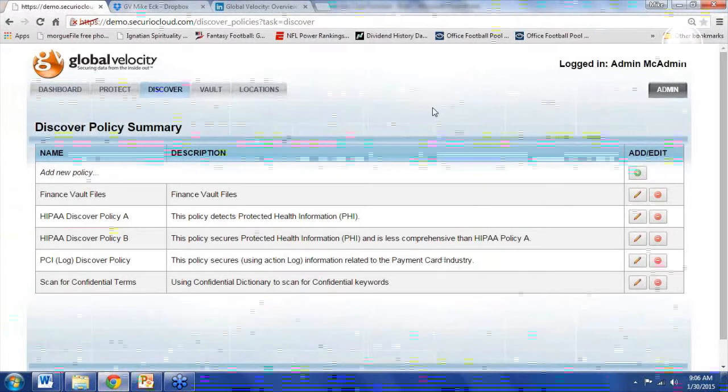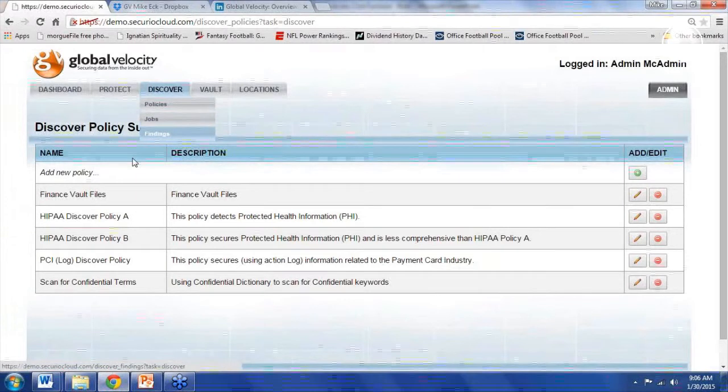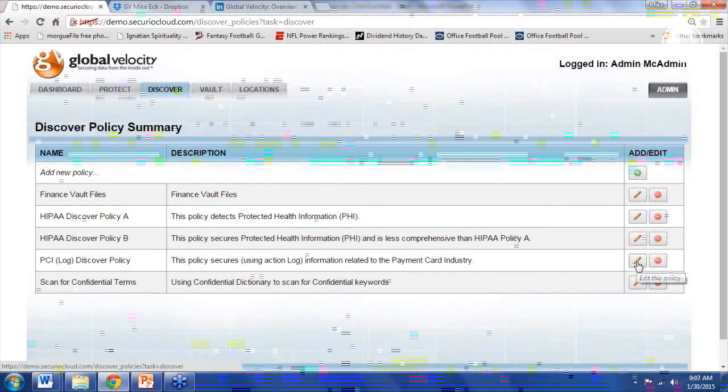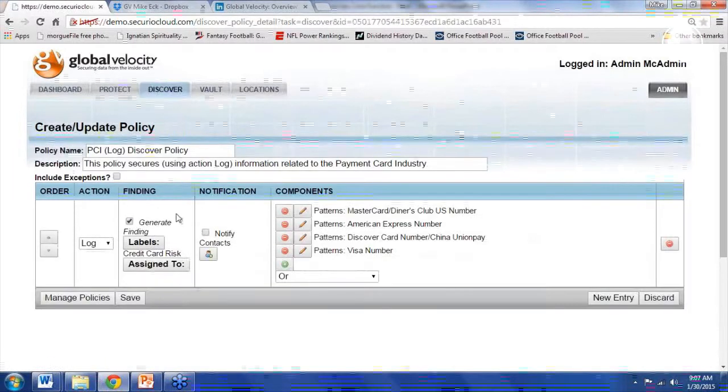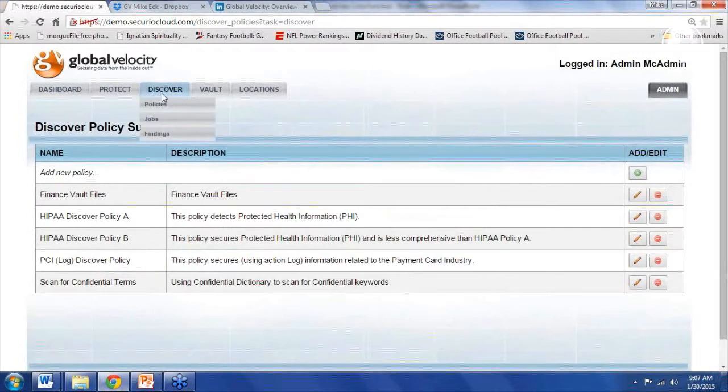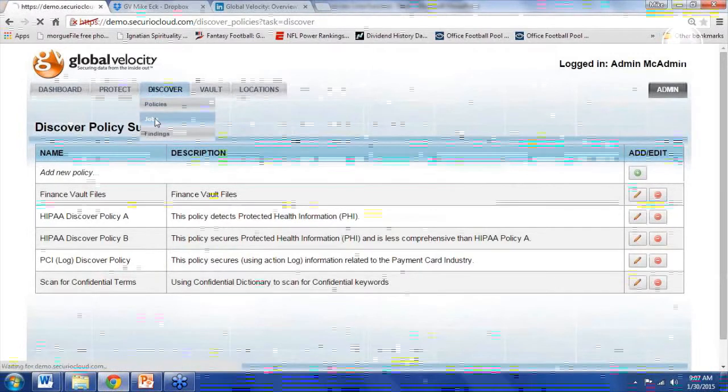With Securio Discover, you have the ability to establish company policies, and in this case we're going to take a look at the specific policy around credit cards, where the Discover policy rule is to log and generate a finding if I see any patterns that look like they could be a credit card on file shares. So leveraging this policy table, you pick inside of a Discover job.